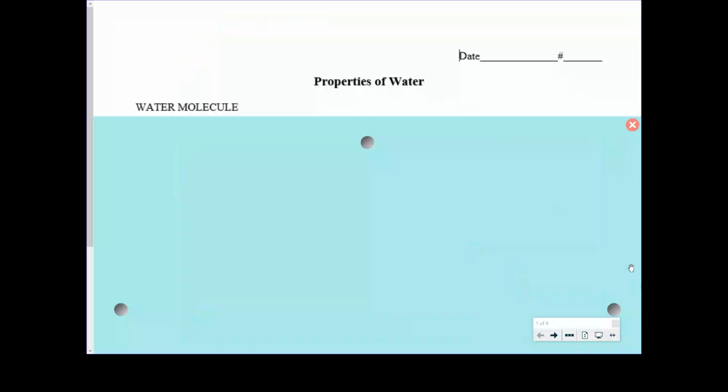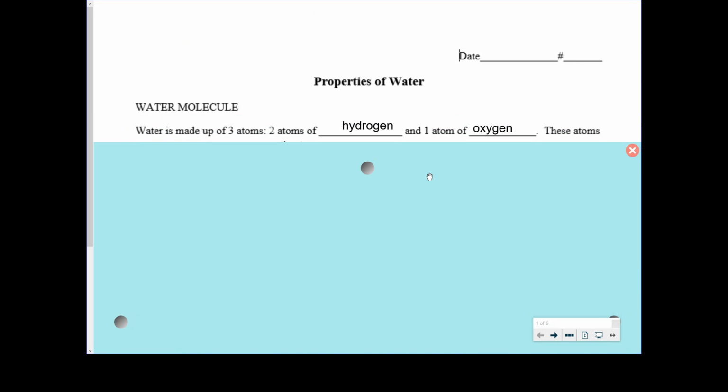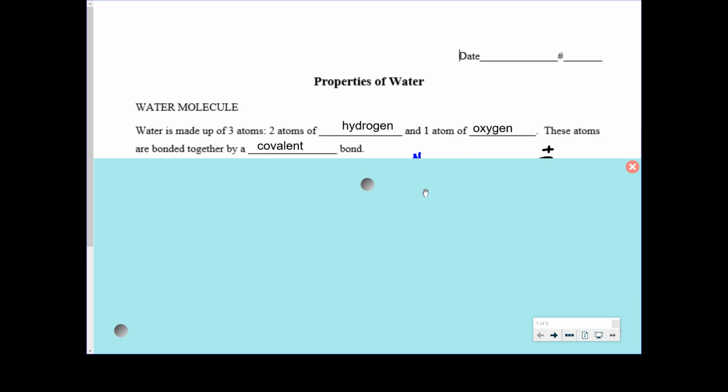So this lesson will coincide with the notes on the properties of water. The water molecule, as you should know by now, is made up of 3 atoms: 2 atoms of hydrogen and 1 atom of oxygen. And these atoms are bonded together by a covalent bond, meaning the electrons in hydrogen and oxygen are being shared.